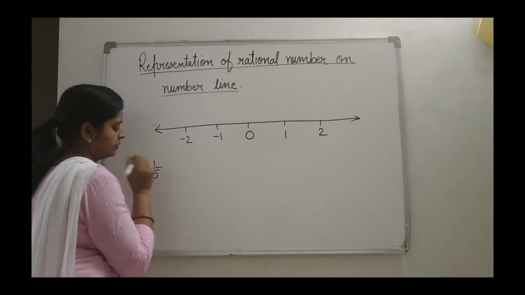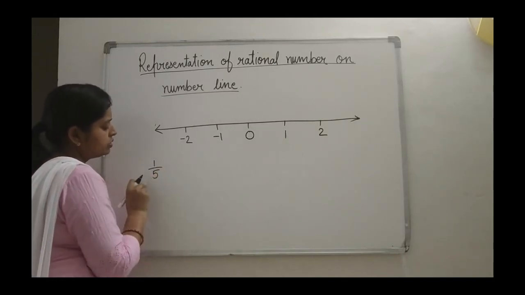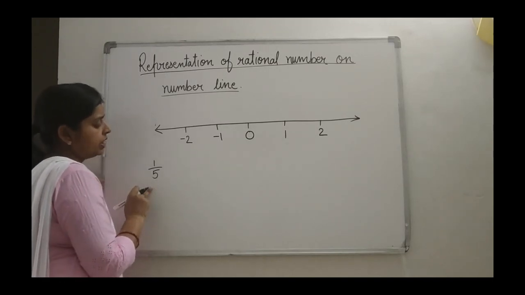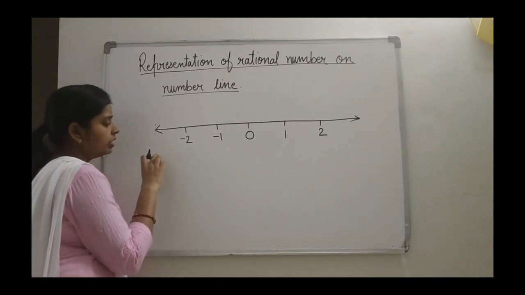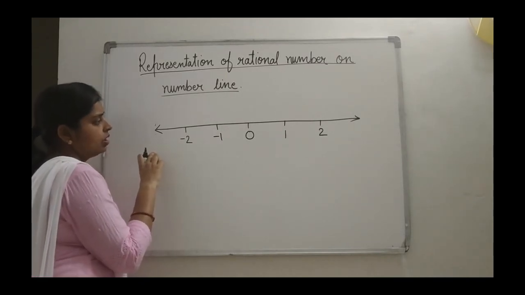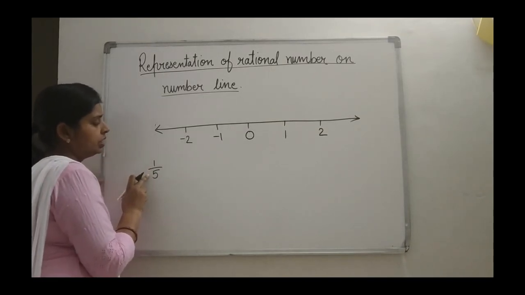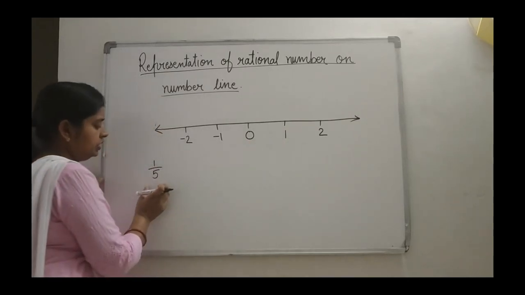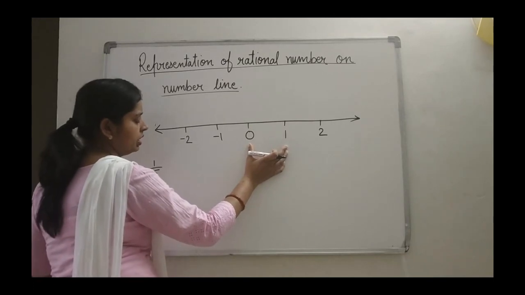5, fine, 1 upon 5 is given, which you also know as a fraction. This 1 upon 5 is a fraction, and which type of fraction is this? This is a proper fraction. So all proper fractions, meaning all fractions in which the numerator is less than the denominator, will always lie between 0 and 1. If it is positive, it lies between 0 and 1.